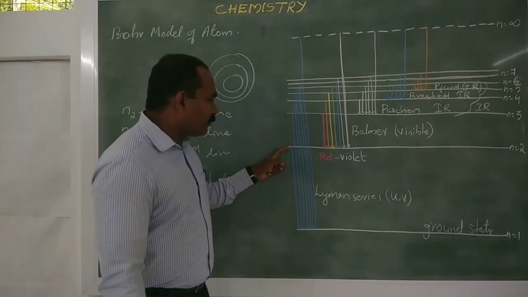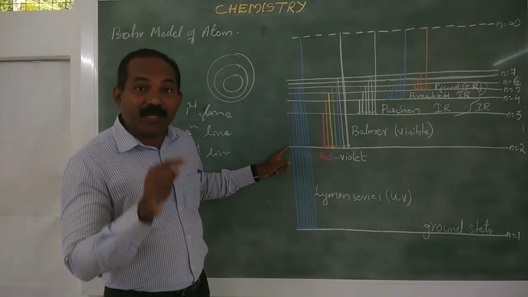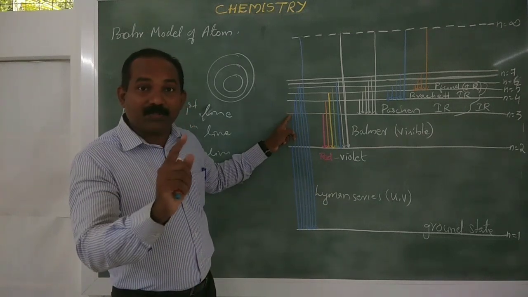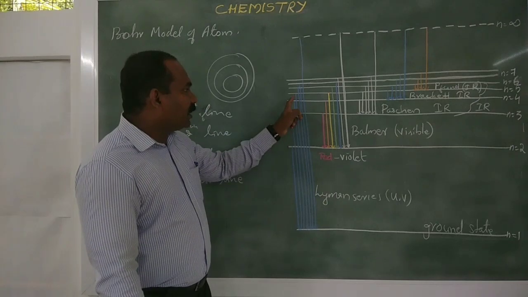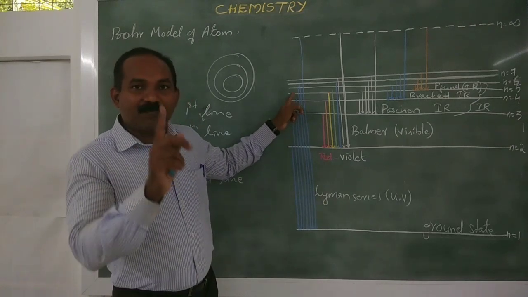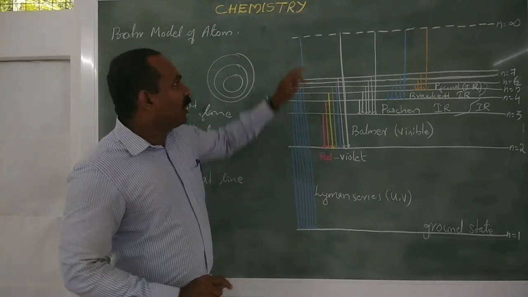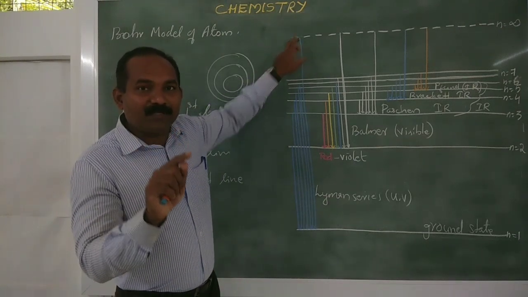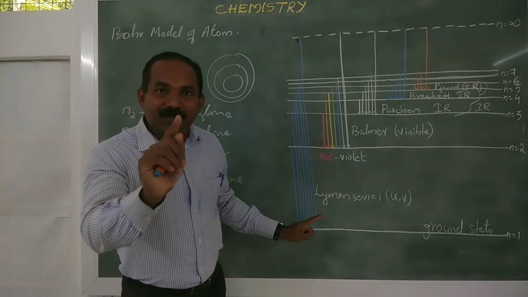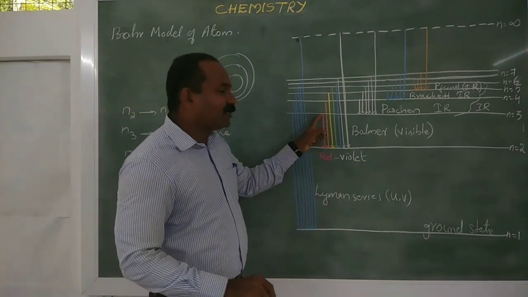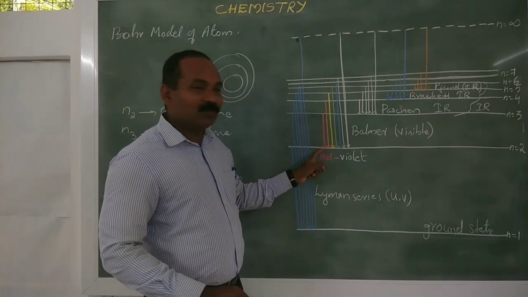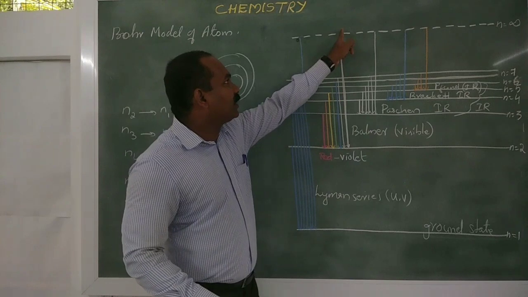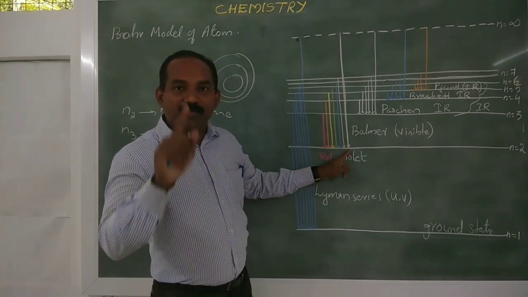The first line in the Lyman series, n is equal to 2 to n is equal to 1. Second line in the Lyman series, n is equal to 3 to n is equal to 1. Third line in the Lyman series, n is equal to 4 to n is equal to 1. And the last line in the Lyman series, n is equal to infinity to n is equal to 1. Similarly, you can understand the Balmer series: first line 3 to 2, second line 4 to 2, third line 5 to 2, and the last line is infinity to 2.